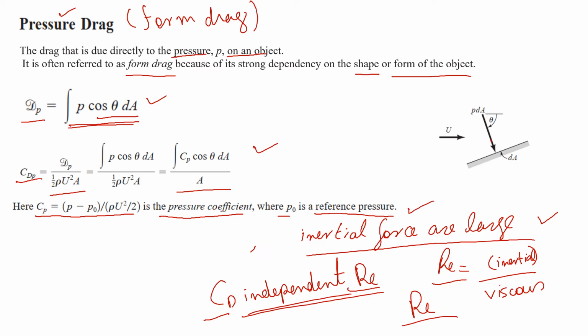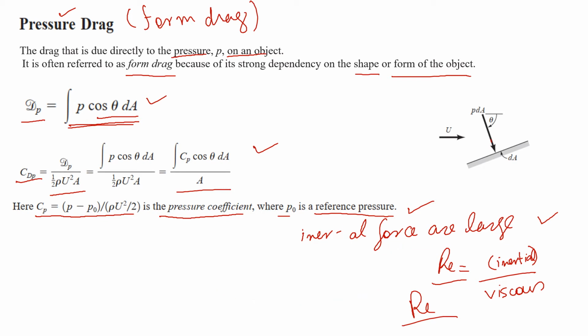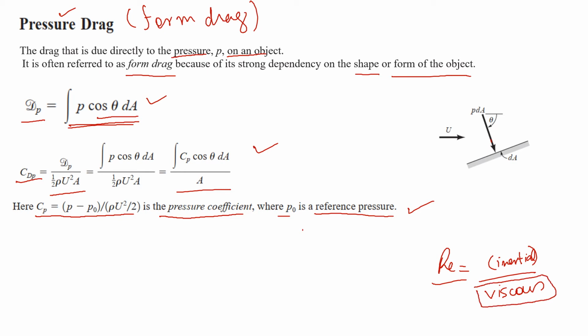So the drag coefficient will be independent of the Reynolds number in the case of high inertial forces. The other way around can be if our viscous forces are very large, say for low Reynolds number flows. When the term in the denominator is large for our Reynolds number, then the pressure drag is inversely dependent on the Reynolds number. If we decrease the Reynolds number, then the pressure drag coefficient will increase. So these are the two scenarios for this pressure drag coefficient.